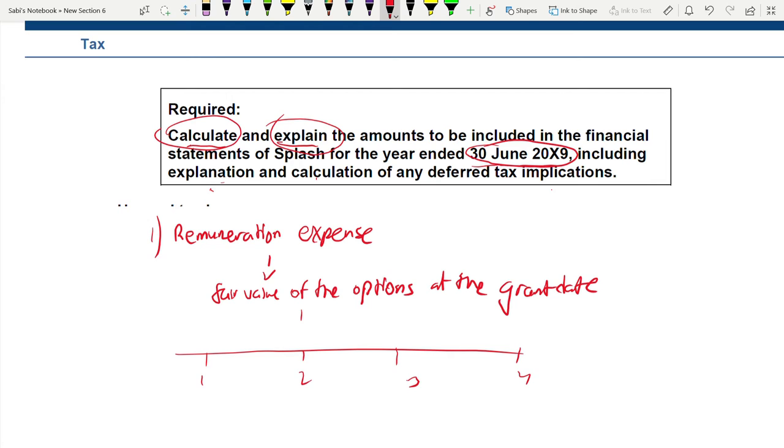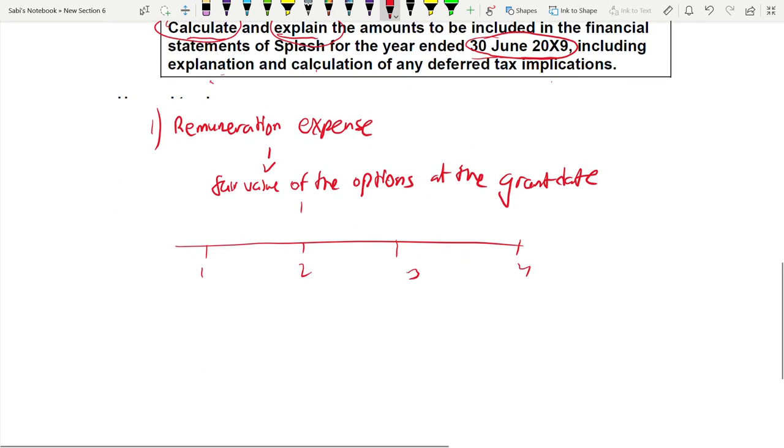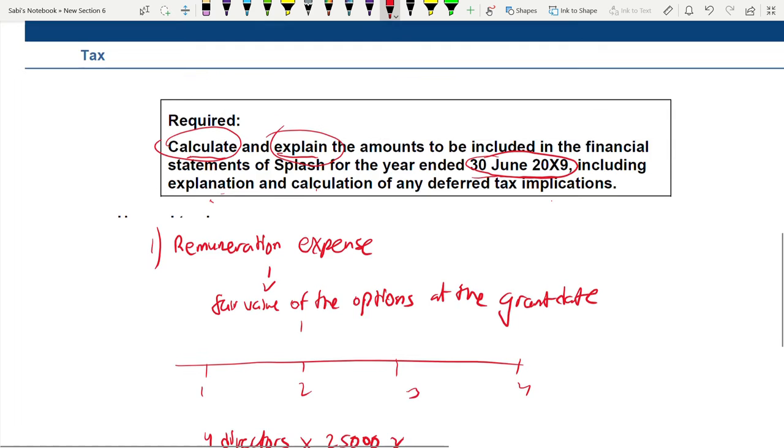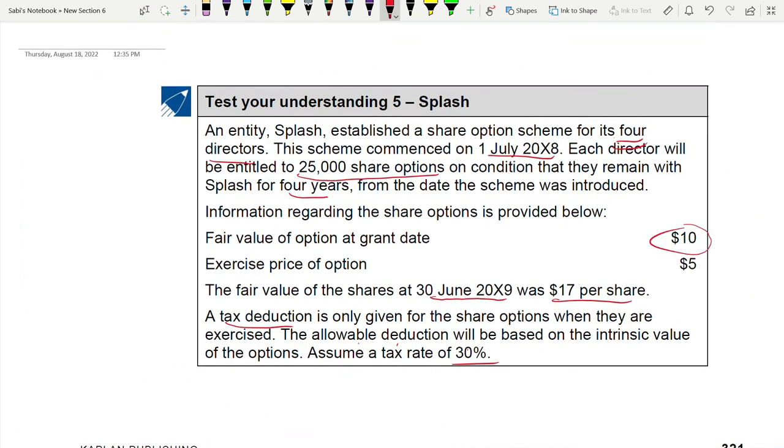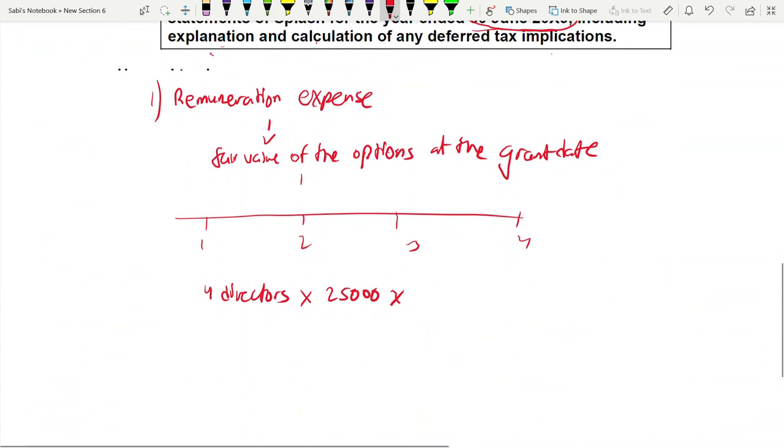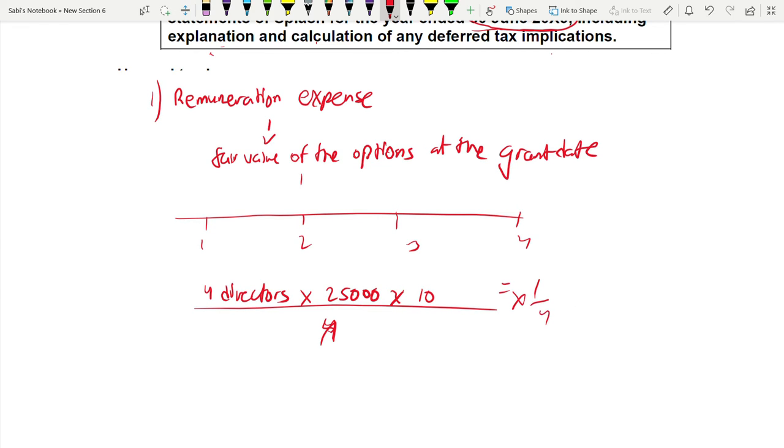So at that time, what will be the expense? This is how you calculate it. How many directors are there? 4 directors. How many shares have been given to each? 25,000. Multiply by what is the fair value at the grant date? It is 10. Divide this by 4, because in 2009 it will be for the last year. Or you can simply write the fraction 1 over 4. Divide by 4 is the same thing. So what would be the answer? The answer is 250,000. This is the expense. It would be a big amount, trust me.